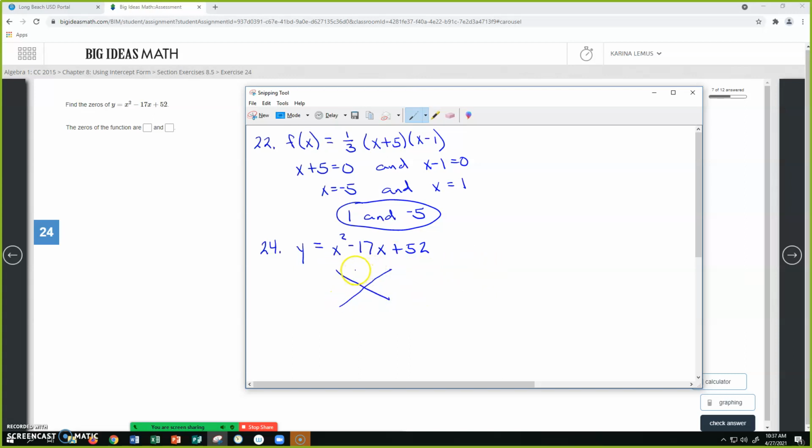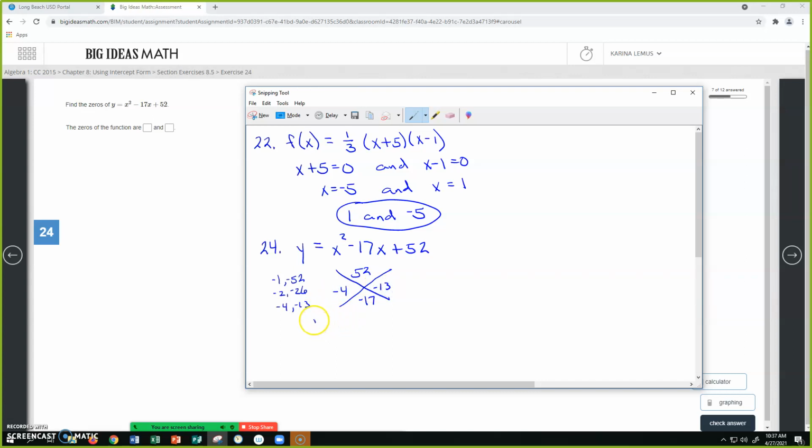The number on the end goes on the top, and the number in the middle goes on the bottom. Now, it has to add to a negative, but multiply to a positive. So really you have to go with things like negative 1, negative 52, negative 2, negative 26. I know 3 doesn't go into 52, but 4 does. And that's going to be my choice right there. So negative 4 and negative 13.